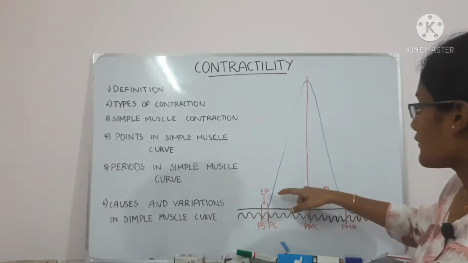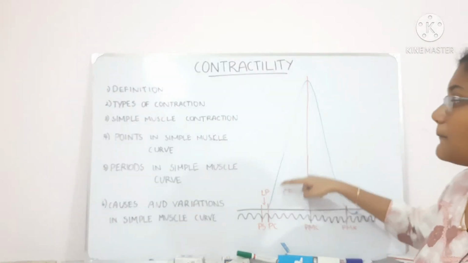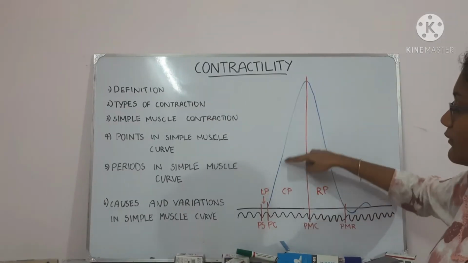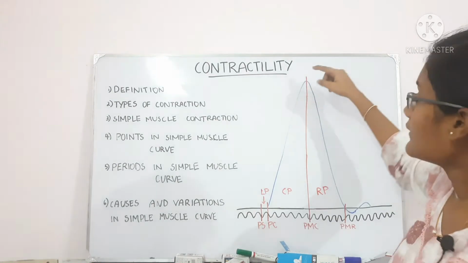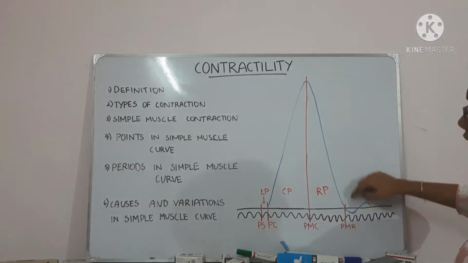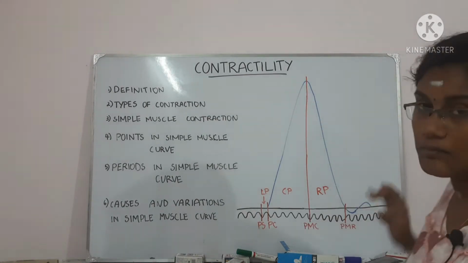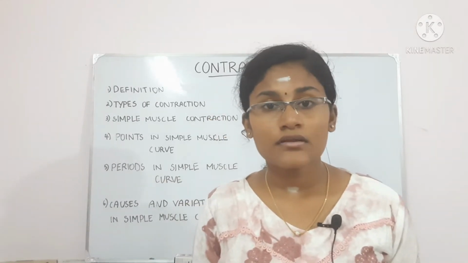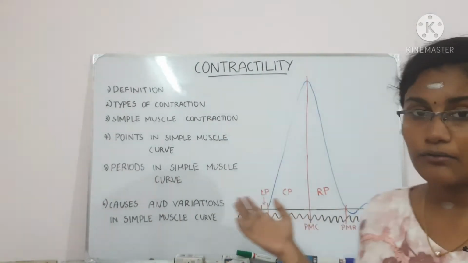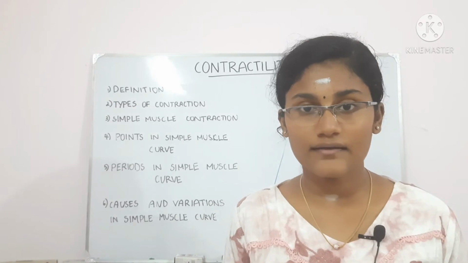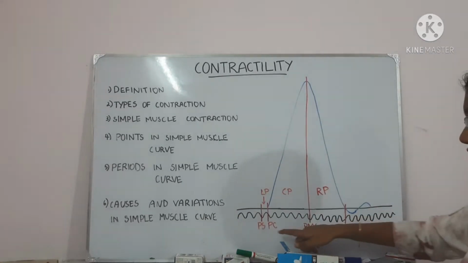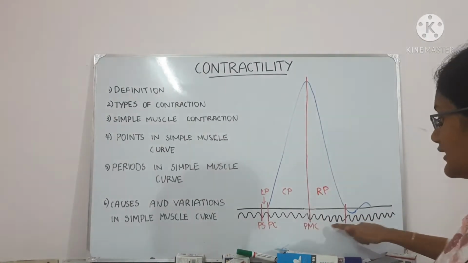Because of the upward deflection over here, we can say that during this period the muscle is contracting, and because there is a downward deflection over here, we can say that this period is a relaxing period of the muscle. So this is the simple muscle curve, as I already told you, and there are four main points here. What are the four main points? PS, PC, PMC and PMR.